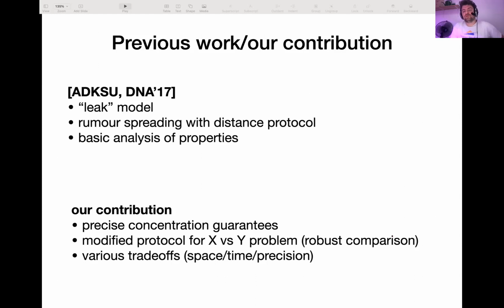In previous work in this area, at DNA 2017, Dan Alistarh, me and three other authors proposed the leak model, and we proposed a rumor spreading solution, the rumor spreading with distance protocol, and provided some rudimentary analysis. Our contribution in this paper is very precise concentration guarantees for the rumor spreading, and then proposing a new problem, the comparison problem, X versus Y, and also analyzing protocols for that problem, and various space-time precision trade-offs for those problems.